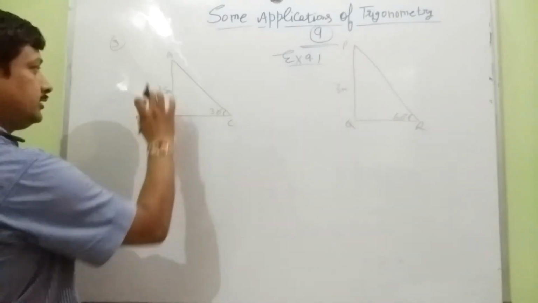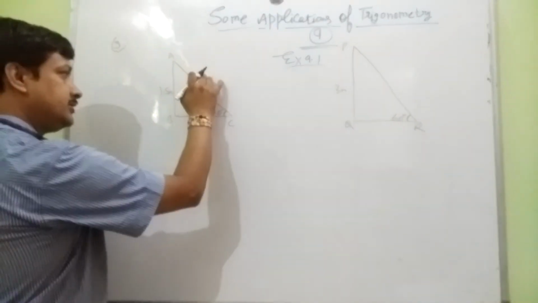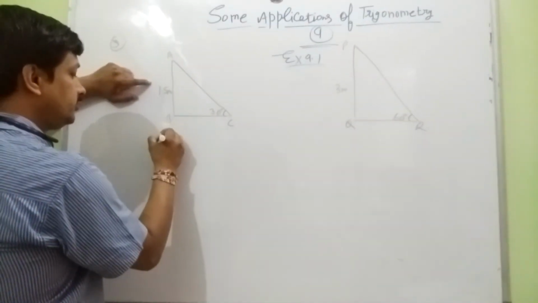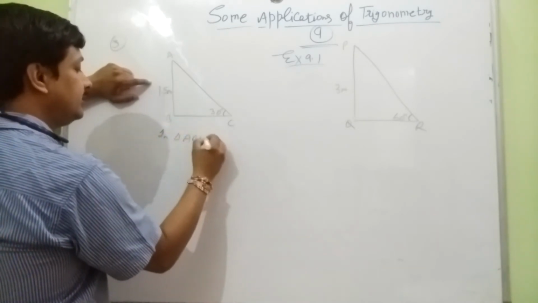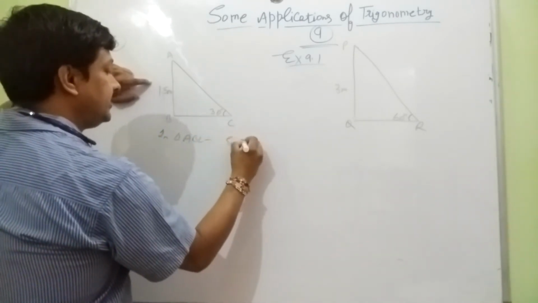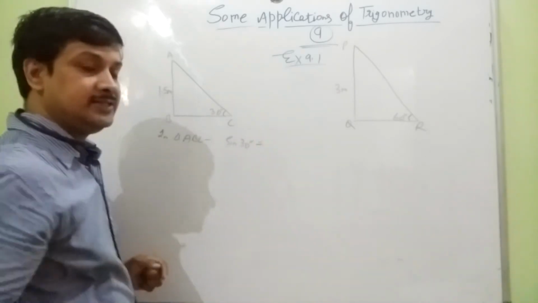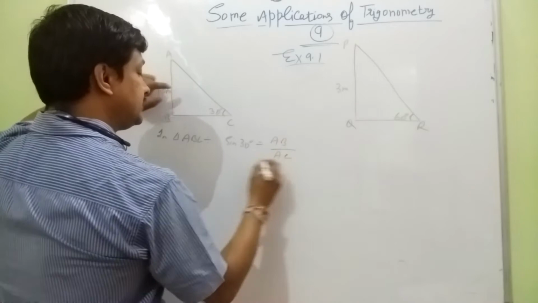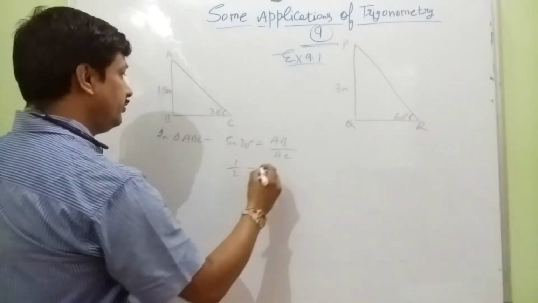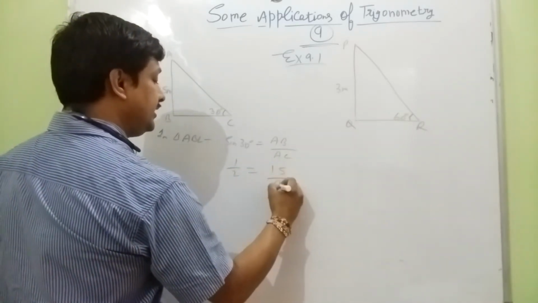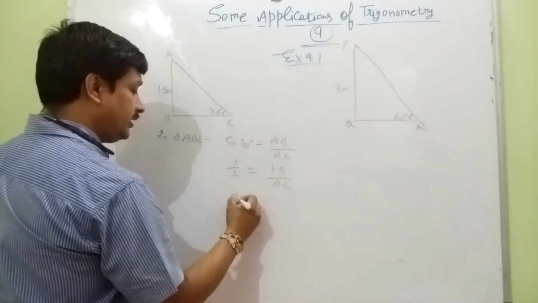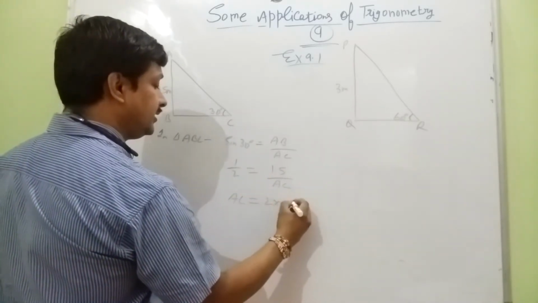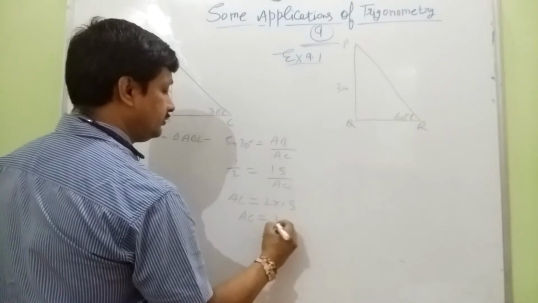So you know this is perpendicular and this is hypotenuse. So which formula should you apply in triangle ABC? Obviously sine theta, and sine theta is perpendicular upon hypotenuse. Sine 30 degree, you know it is 1 by 2, AB is 1.5 and AC you need. Just cross multiply, you will get AC equal to 3 meter.